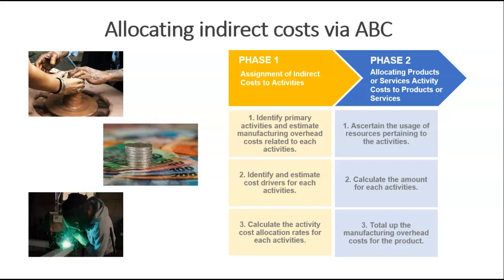So in the second phase, once you know the rate, you should also identify the usage of the resources pertaining to the activities. And then you just multiply the rate with the activities to get the cost amount for each activity related to the product. And lastly, you total up the manufacturing overhead cost for the product.